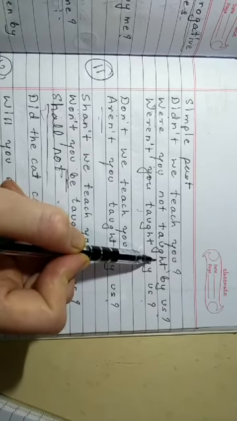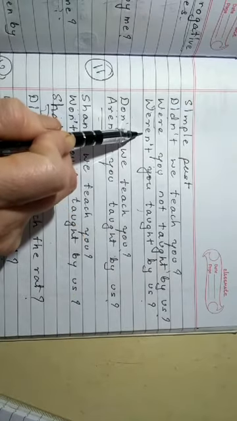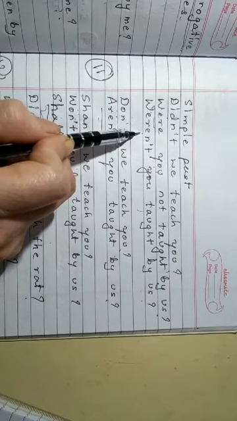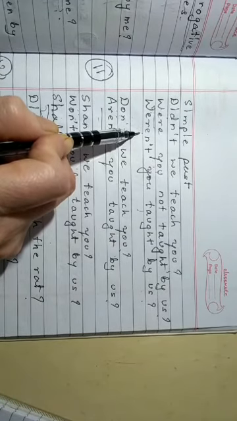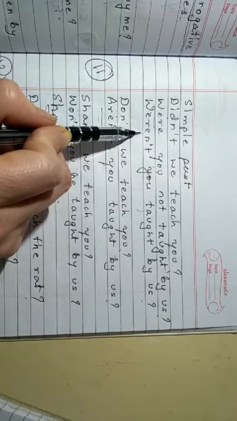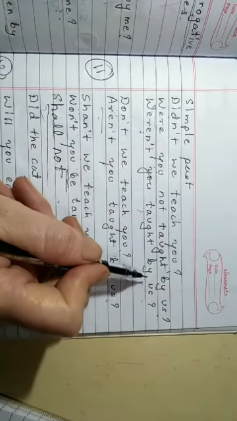It is one way of changing. You can even write like this. Weren't you taught by us? Weren't you is the short form of what, children? Were not. Okay. Instead of saying were not, you can say weren't. Okay. Weren't you taught by us?